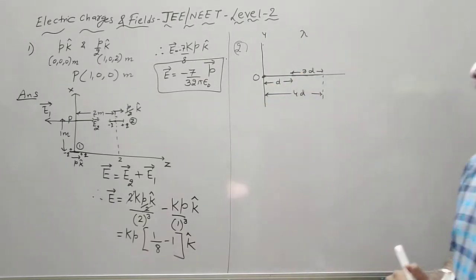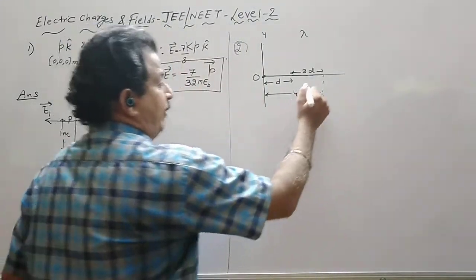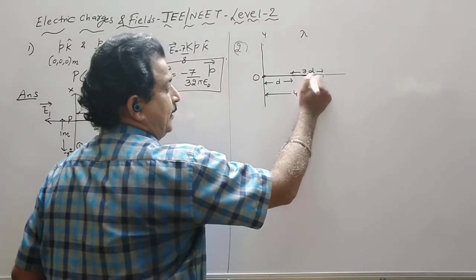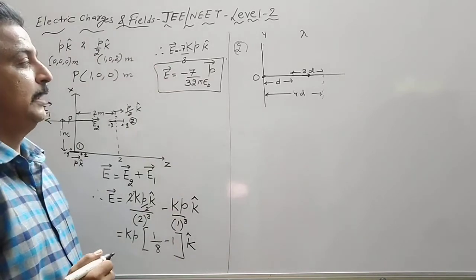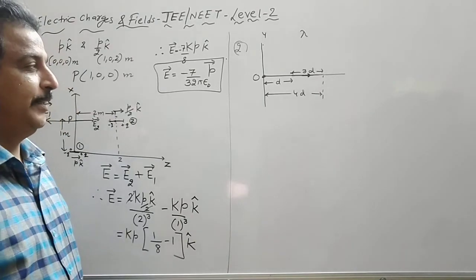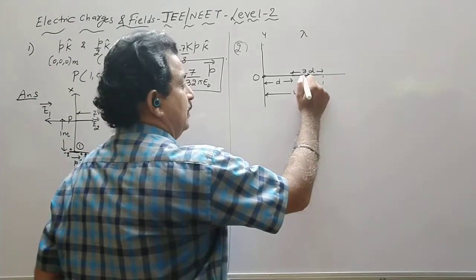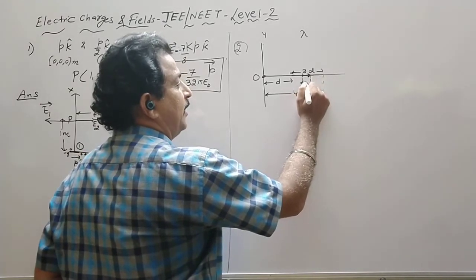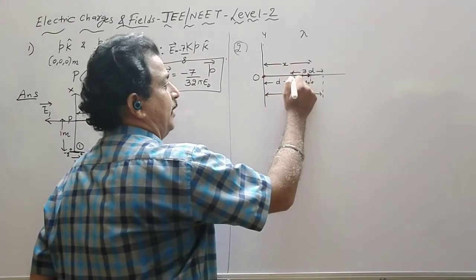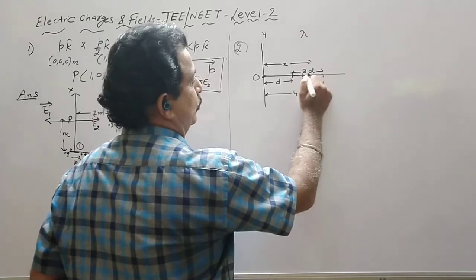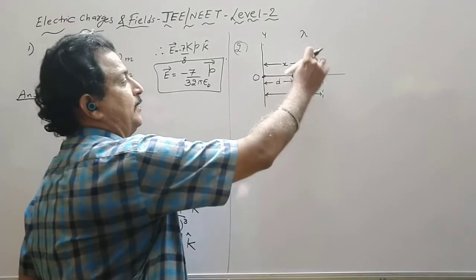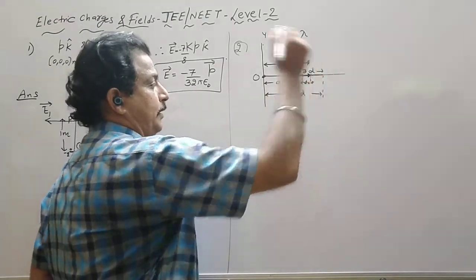See the method. First, divide this into small elements. If you remember the theory, we divide the entire surface, volume, or wire into small elements. Let this element be of length dx, at a distance x. The wire is extending from this end to this end, so this is one element we have taken. The length is dx and it is at a distance x from the origin.